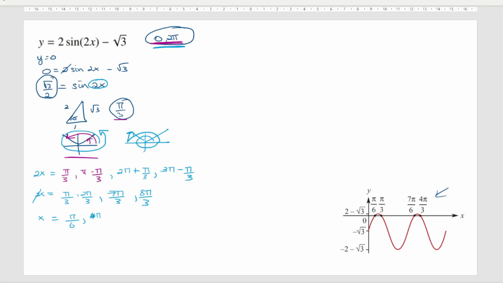So dividing this by 2 will be 2 pi on 6 or pi on 3. Dividing this by 2 would mean 7 pi on 6, and dividing this one by 2 would mean 8 pi on 6 or 4 pi on 3, which is what we wanted.